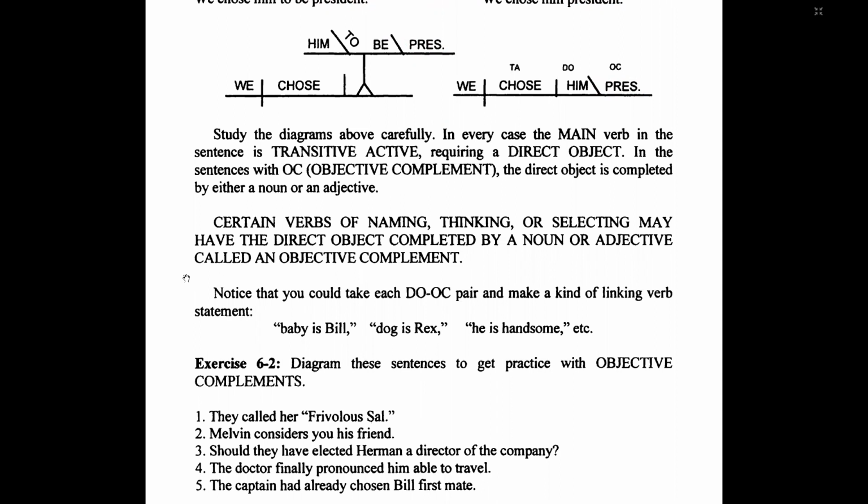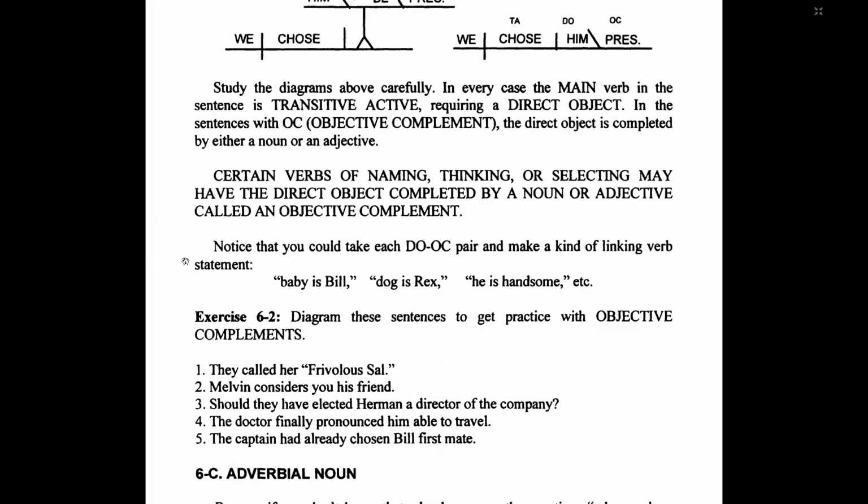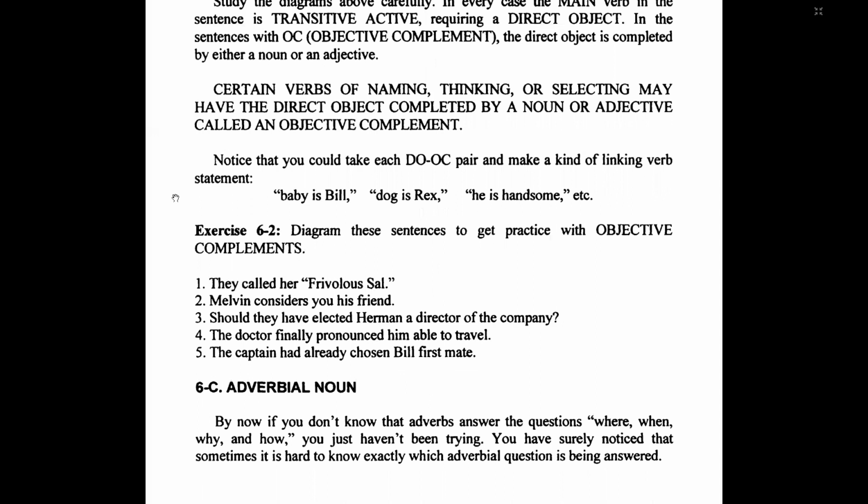Notice that you could take each direct object complement pair and make a kind of linking verb statement. Baby is Bill, dog is Rex, he is handsome, right? So perhaps you could say there's something implied there, okay? And that's how an objective complement works. So diagram these sentences to get practice with objective complements. They called her, what did they call her? Frivolous Sal. Melvin considers you, what does he consider you? His friend. Should they have elected Herman a director of the company? Should they have elected Herman what? A director of the company.